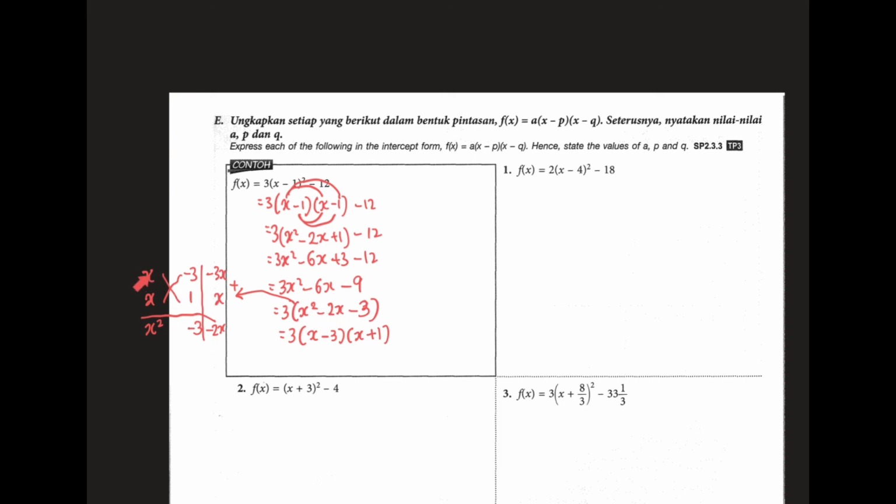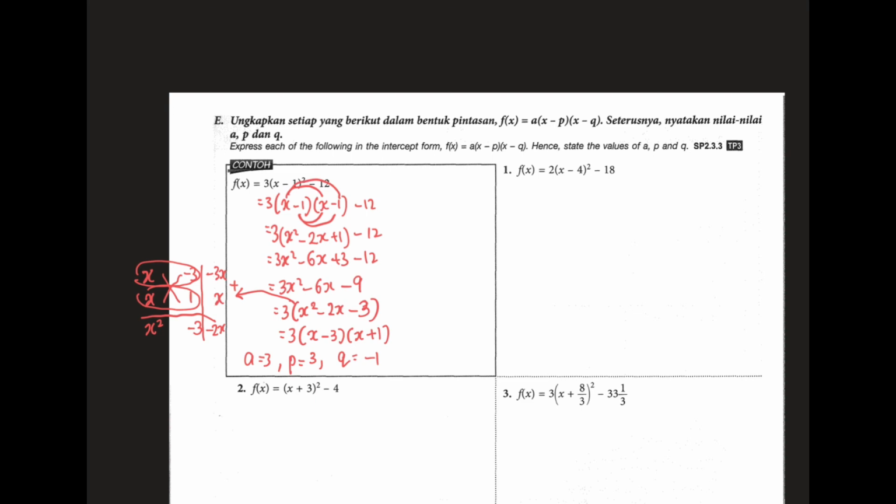And then you take the first row to be the first factor, x minus 3. Then you take the second row, x plus 1, to be the second factor. So we get 2 factors. Once we get this, we get the intercept form ready. Then we just say that a is 3, p is 3, q is negative 1. So this is intercept form. The usage of intercept form is to find the x-intercept.